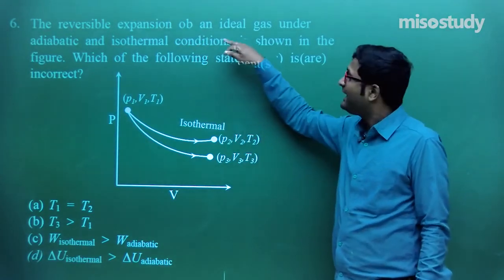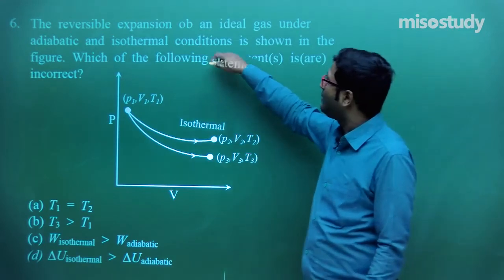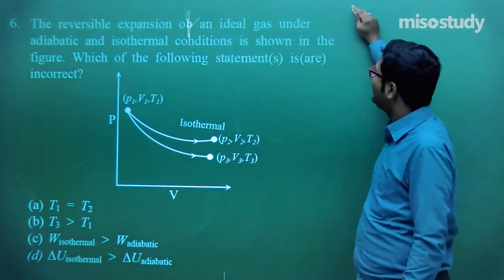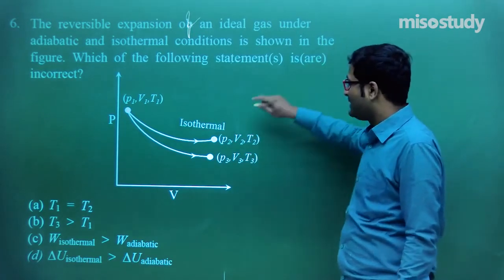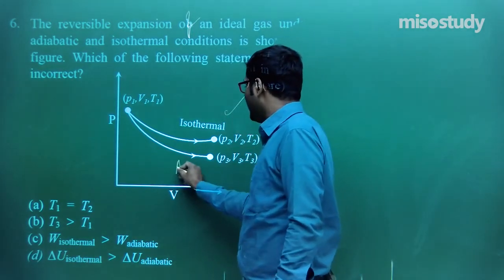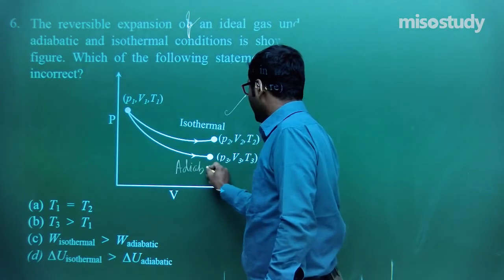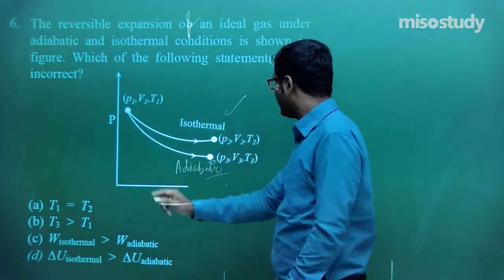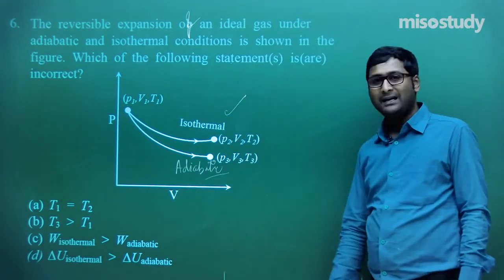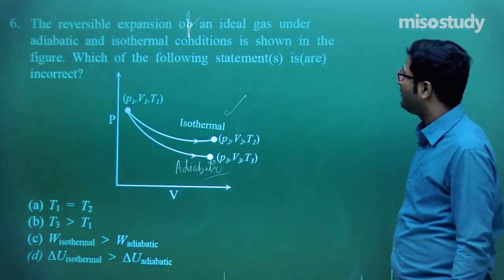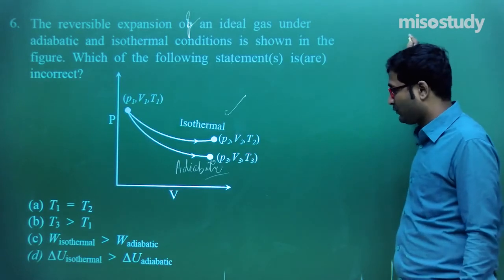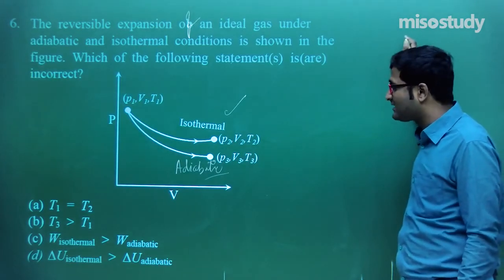The reversible expansion of an ideal gas under adiabatic and isothermal conditions. This one is isothermal and this one is adiabatic. Clear to you? There are two expressions, isothermal and adiabatic, given in the figure. Which of the following statements is incorrect? We have to find out the incorrect statement.